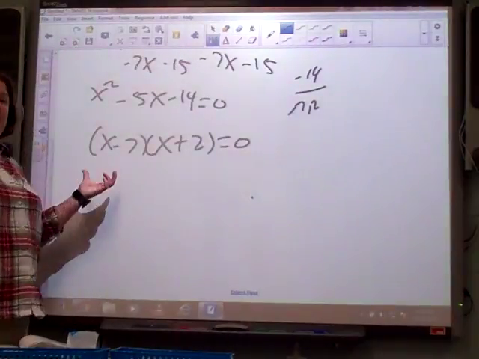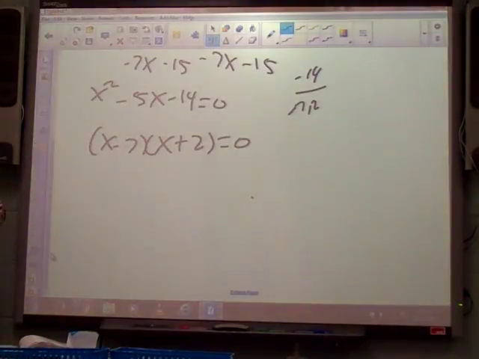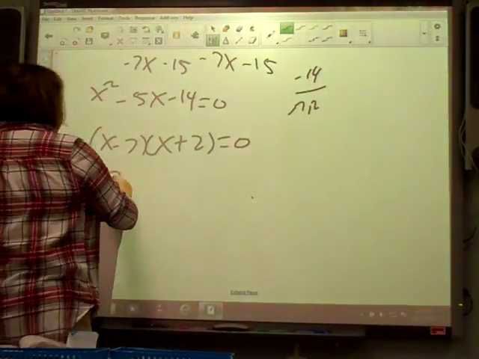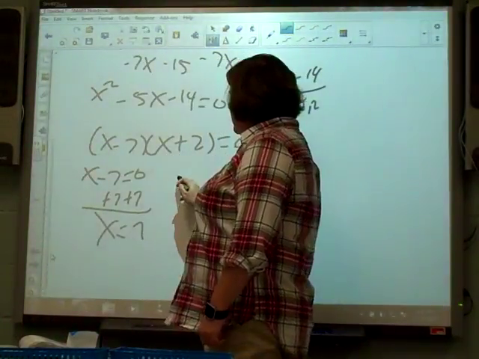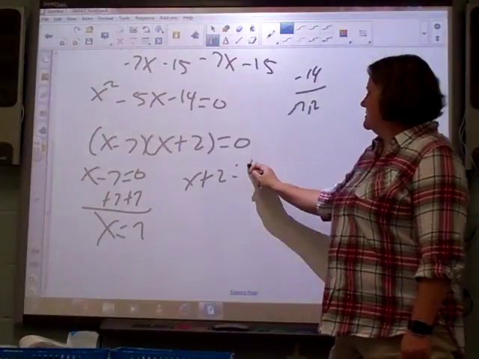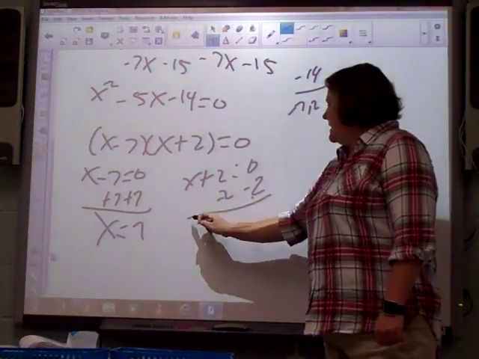Some of y'all can skip that step and already have it solved. Go for it. X minus 7 equals 0 gets you 7, and x plus 2 equals 0 gets you negative 2.